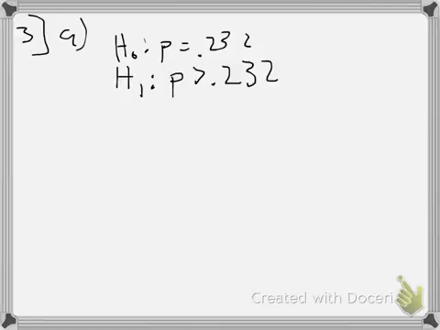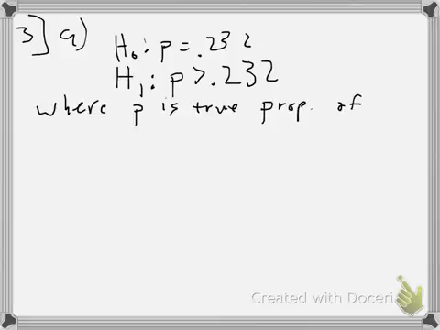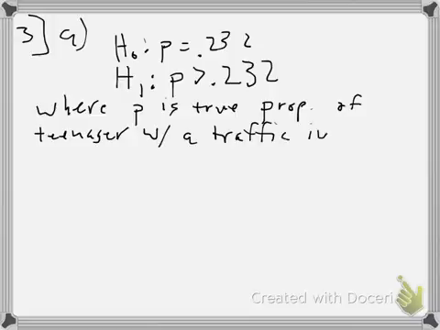All right. Where P, this is the defining the parameter part. What does P mean? P is the true proportion, the overall proportion, the actual proportion, the population proportion, the true proportion of teenagers with a traffic ticket in the last 2 years.